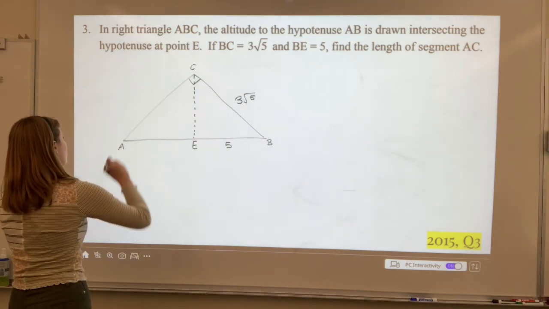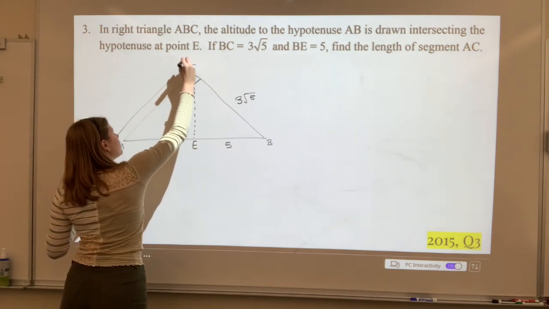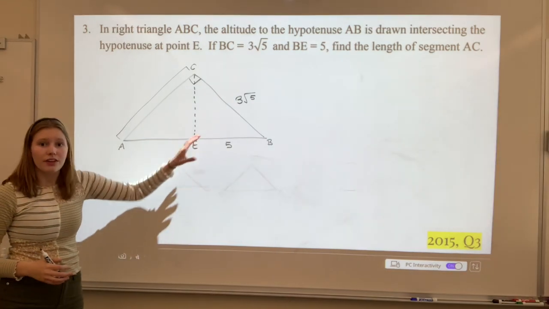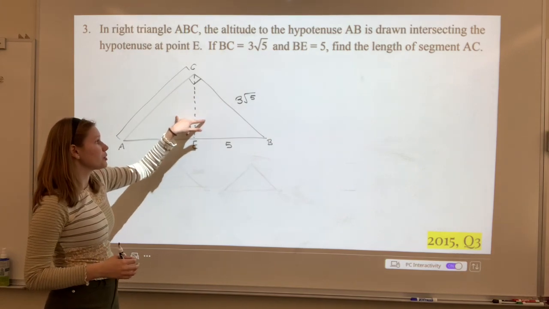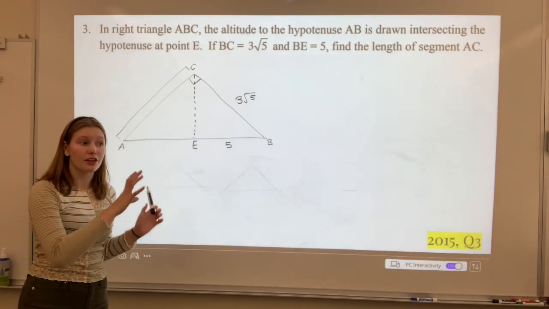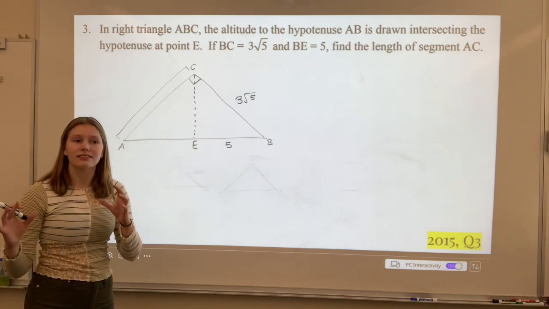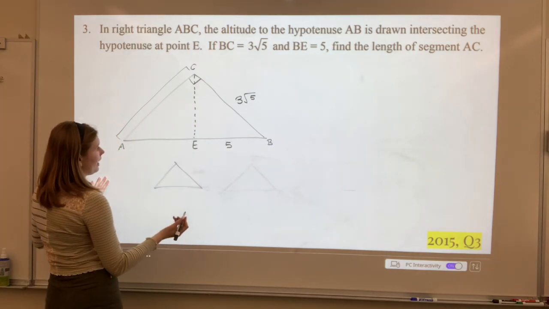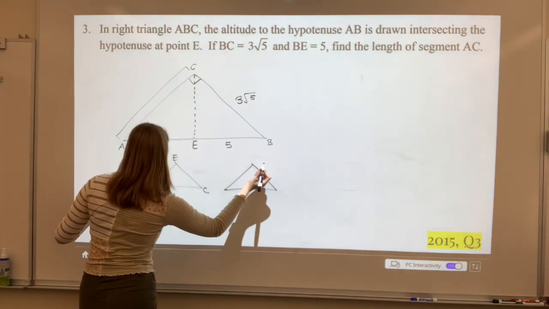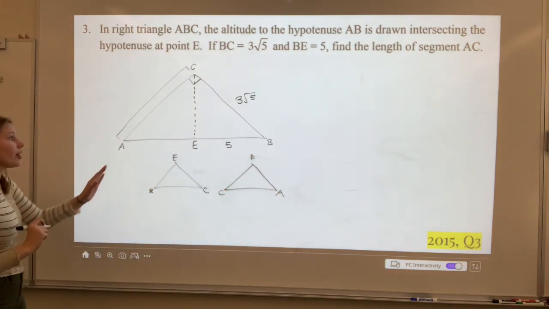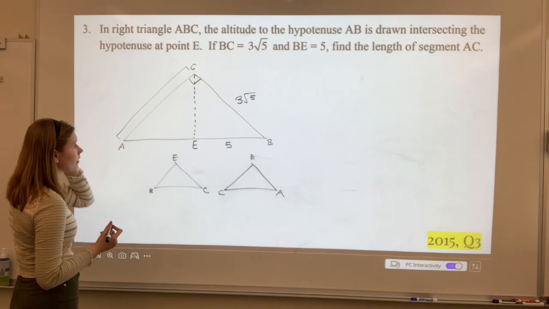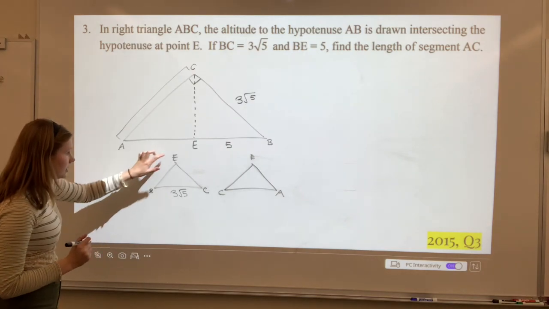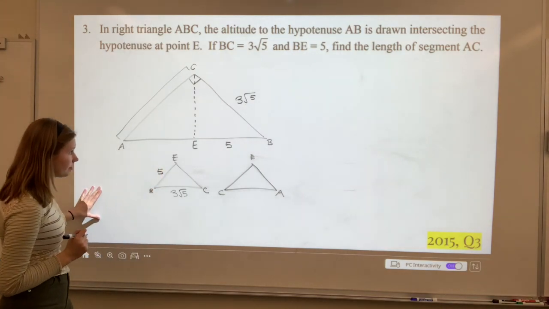All right, I'm also going to mark that this is the thing we're trying to find, segment AC. Since we know that these two smaller triangles are similar to each other and to the larger triangle, I'm going to draw them separately down here, oriented so that they are positionally the same as each other and as this big one. So we have E, B, C, and E, C, A. Now I'm going to put our values in for our side lengths down here. So we know CB is equal to 3 square root of 5, and EB is equal to 5.